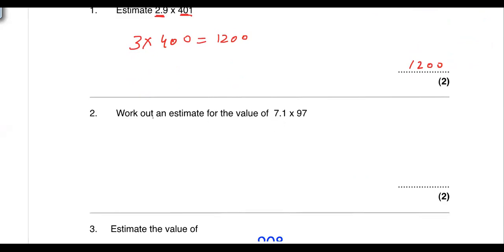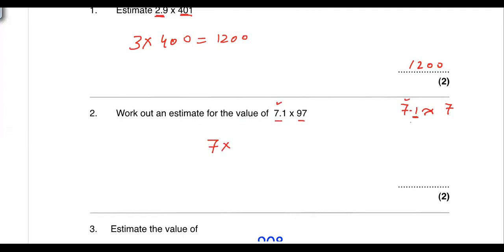Okay. Now the next one is: work out an estimate for the value of 7.1 times 97. Again, I mentioned we must round each one to one significant figure. So I will round 7.1 to one significant figure. This is the first significant figure, which means I have to leave the decimal part. And that part is just 1, so it will not add anything. So it will be 7 to one significant figure.